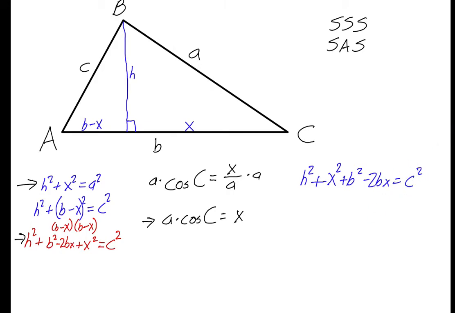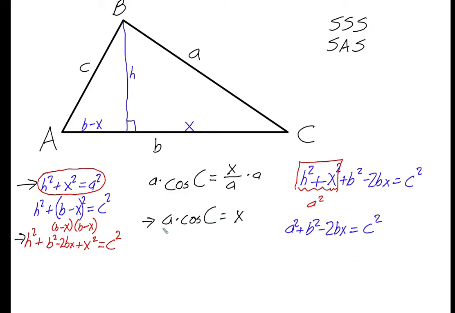Now, what we're going to do is we're going to say, hey, look at this. That h squared plus x squared, according to this first Pythagorean theorem equation, h squared plus x squared is a squared. So we can replace this whole thing with a squared. That makes our equation a squared plus b squared minus 2bx equals c squared.